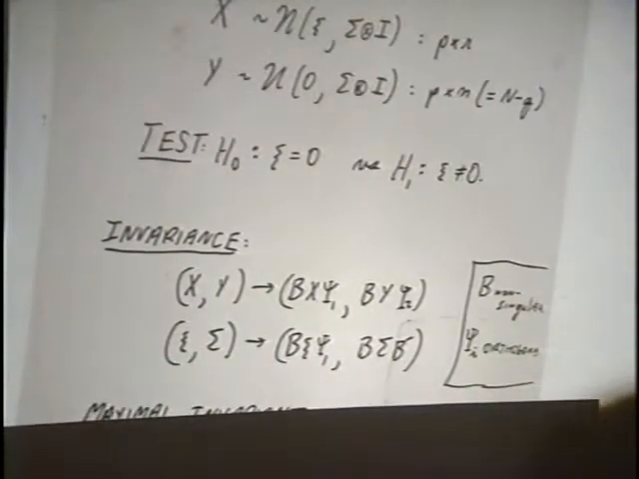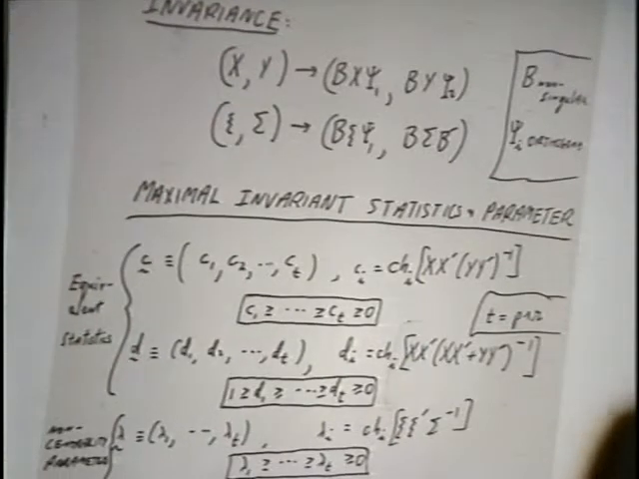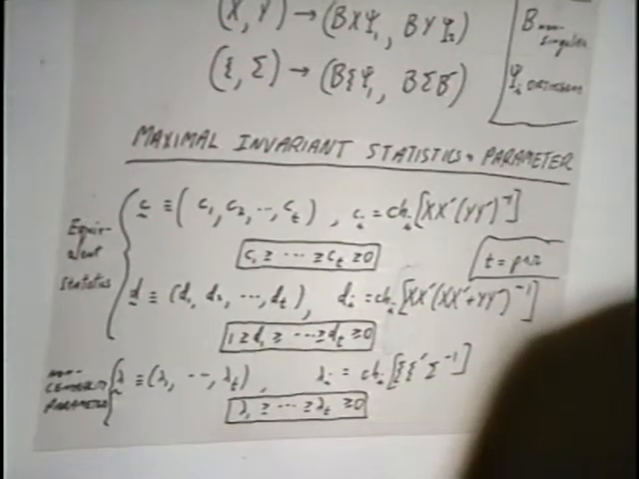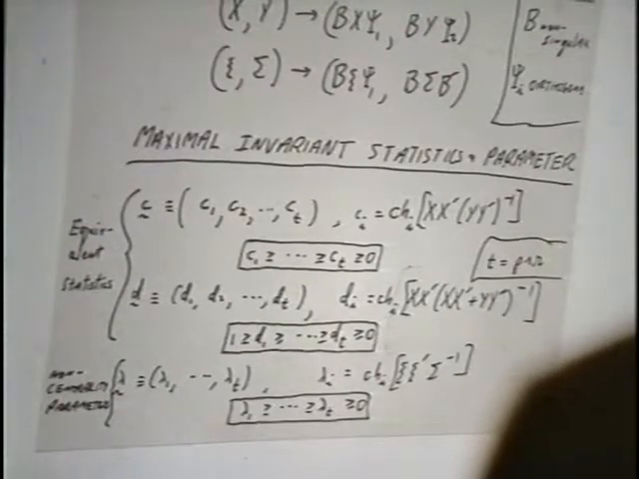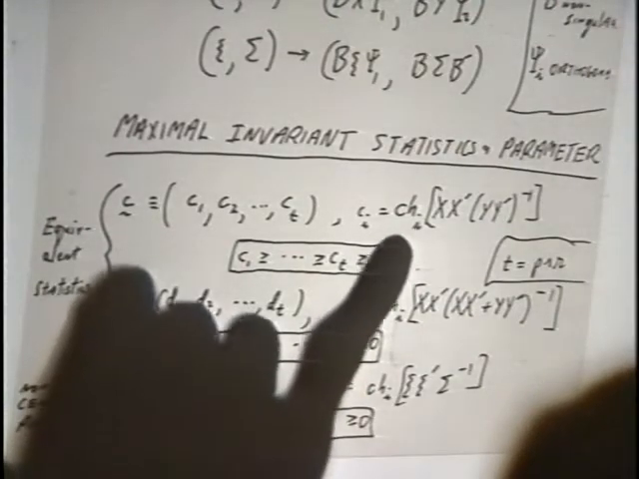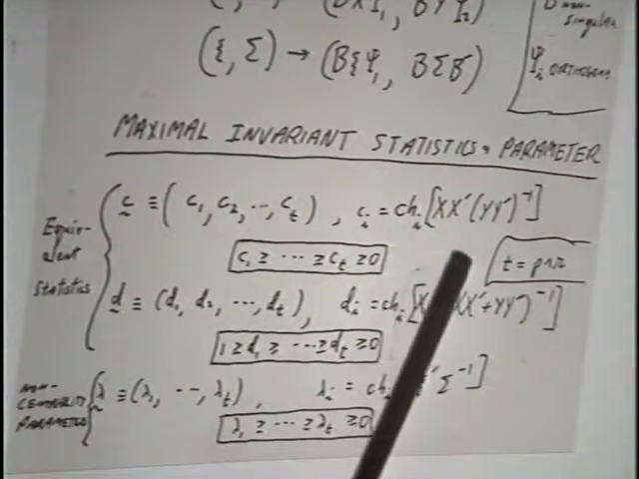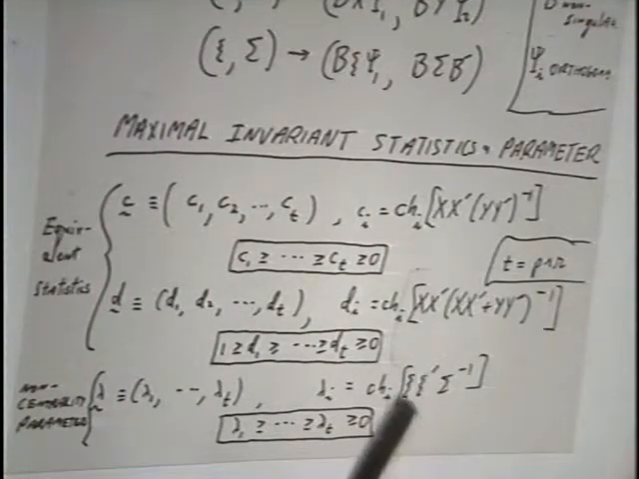Invariance: this problem remains invariant under non-singular matrix transformations B on the left, and separate orthogonal transformations psi 1 and psi 2 on the right. The parameters xi and sigma are transformed accordingly, and this leads to a representation of the maximal invariant statistic and parameter. I have two equivalent representations of the maximal invariant statistic: the vector c, consisting of the ordered eigenvalues, or characteristic roots, of the matrix XX transpose, in effect divided by YY transpose.